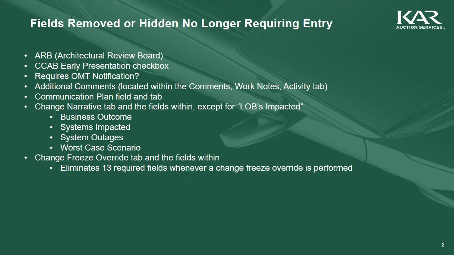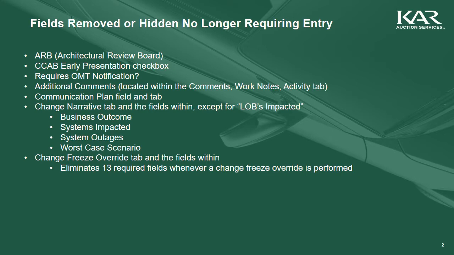Communication plan field and tab, that's being removed as well. So if you have any special communications that you would like sent by the technician, make sure that's all noted within the change plan itself. The change narrative tab and the fields within, except for the LOBs impacted. Many of the business units found that field very helpful, and it's now on a number of reports. So we've decided we're not going to remove that field, but we are removing the business outcomes, systems impacted, system outages, and worst case scenario fields.